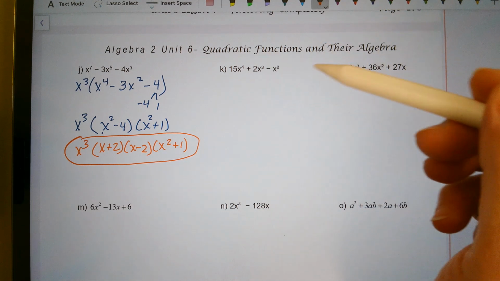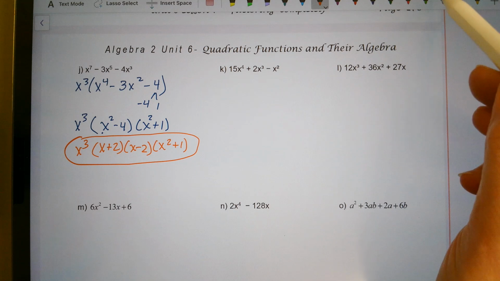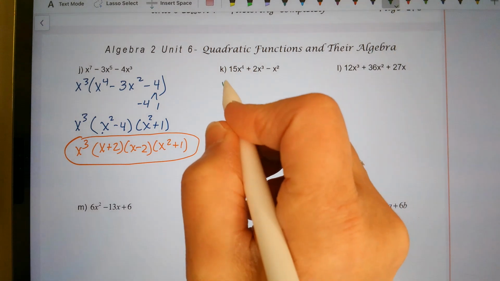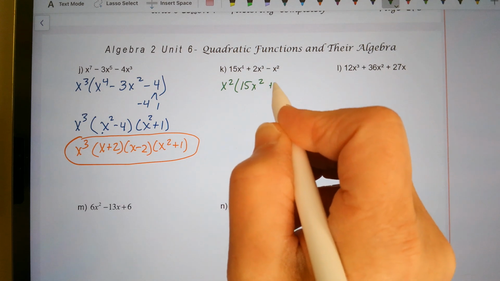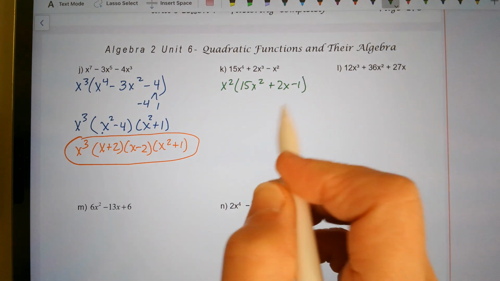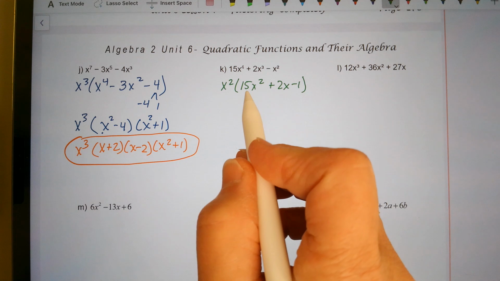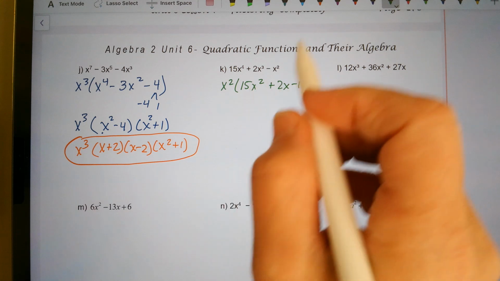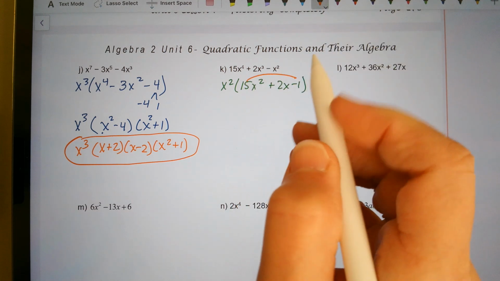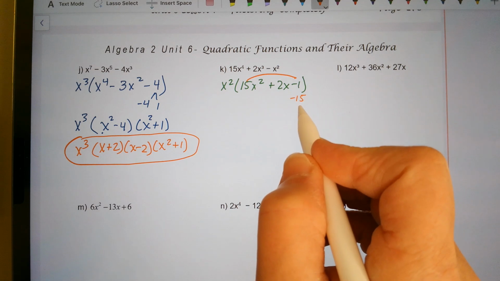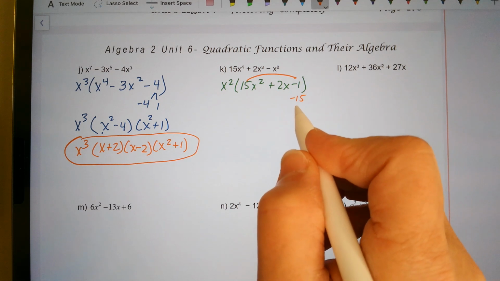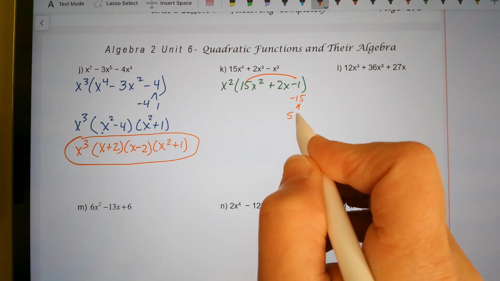Okay. GCF looks to be x squared, 15x squared plus 2x minus 1. The trinomial, the leading coefficient is greater than 1, it's 15, so we do our rainbow. 15 times negative 1 is negative 15. The factors of negative 15 that sum to 2 are 5 and negative 3.